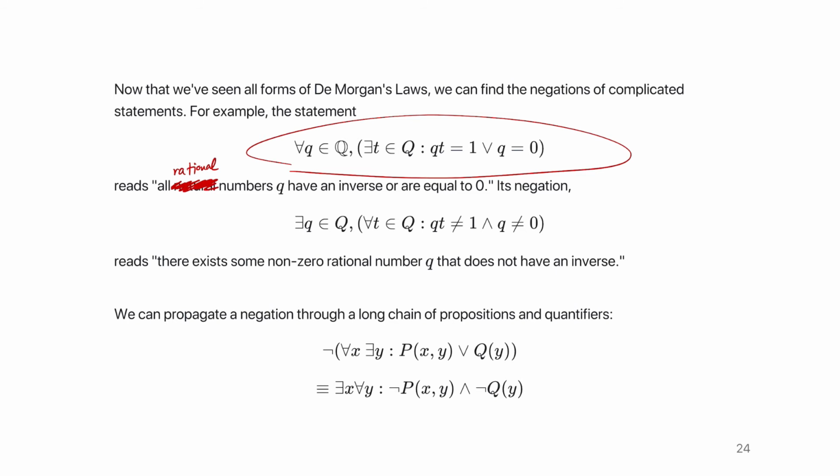That's really what this is saying. What the Q times T is equal to 1 is saying is that if Q is a rational number, there's some other rational number T such that Q times T is 1. The T is the inverse, right? The negation of this, well, how do we calculate the negation? We change the for all to there exists. So notice the for all becomes the there exists, this there exists becomes a for all, and the equal becomes a not equal. The or becomes an and.